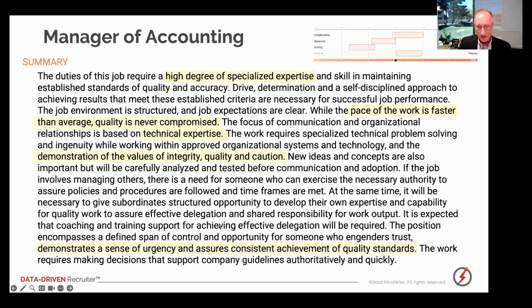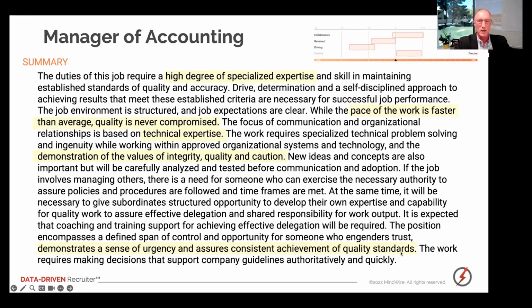This section in the middle had to do with leadership characteristics. We weren't hiring an actual manager of people. It was manager of process. So we didn't need to really highlight things there. So as you're looking through your job postings, think about this particular role and really what's going to be important for the person that you want to put in this role. Demonstrates a sense of urgency, assures consistent achievement of high quality standards.